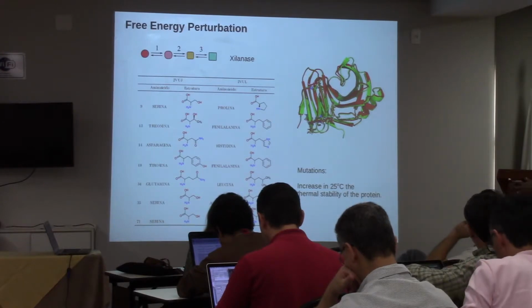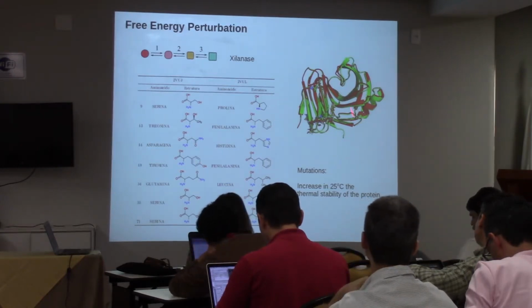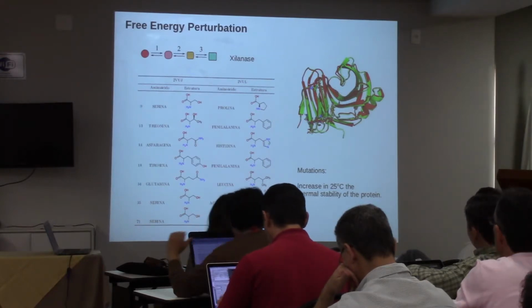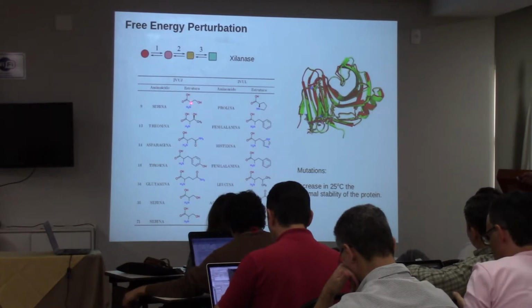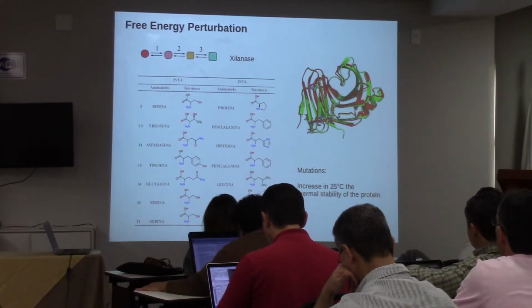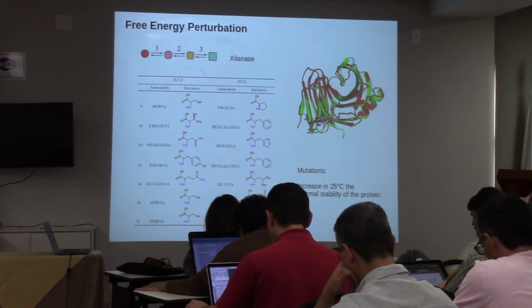So I'll be very brief here. This is an example that Mariana, my student, is working on. She will present something about this on the hands-on this afternoon. So this is a xylanase, and there are a lot of mutations in this xylanase that increase the thermal stability of this protein. So for example, there is a serine that is mutated into proline, and there is a threonine that is mutated into phenylalanine, and so on. And these mutations increase the thermal stability of the protein, and it's interesting to understand the thermodynamics of each of these mutations separately, and free energy perturbation is a technique which is adequate for that.